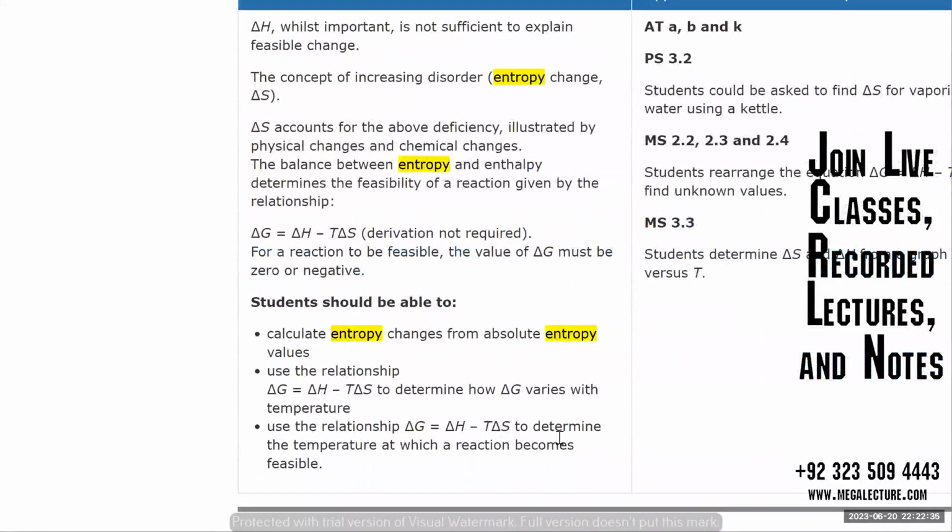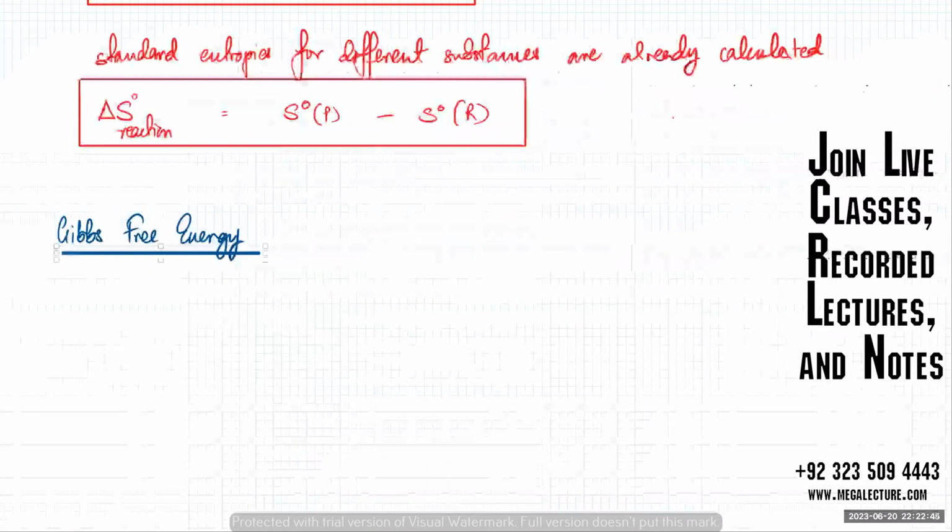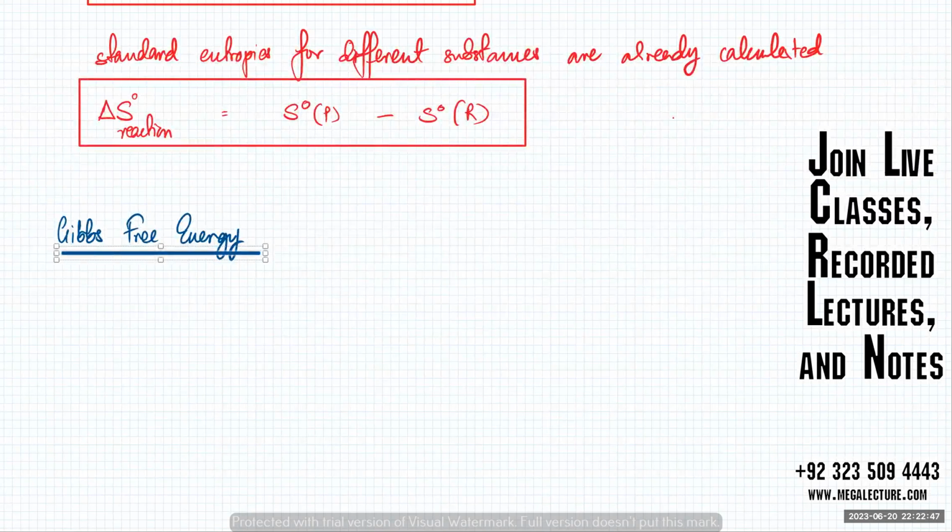Okay, this one gives free energy. The rest we covered right here. This one, entropy change, we already did that. Now Gibbs free energy is known as delta G.